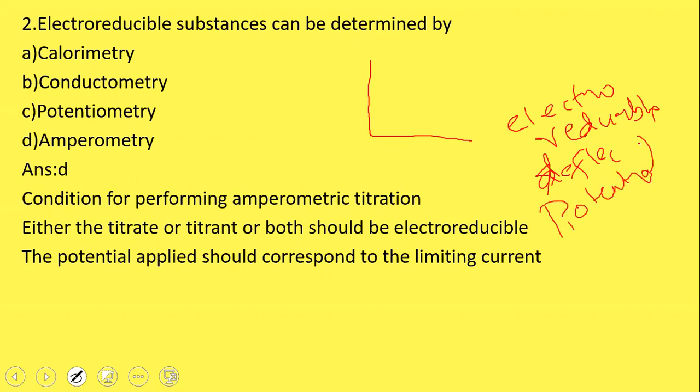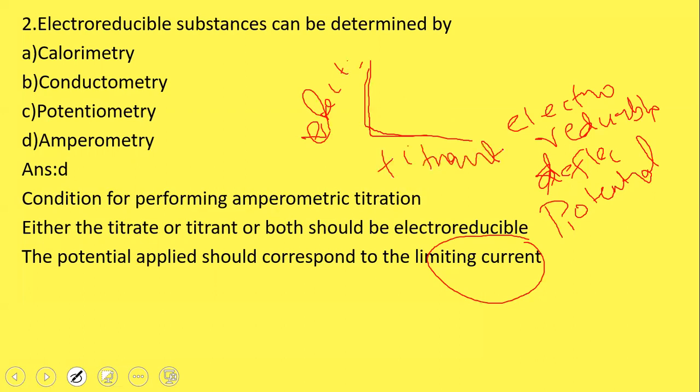potential that corresponds to the limiting current. So we plot a graph between electric volt versus titrant. We will get a graph based on the potential. First, suppose this graph will be, first it will be like this.